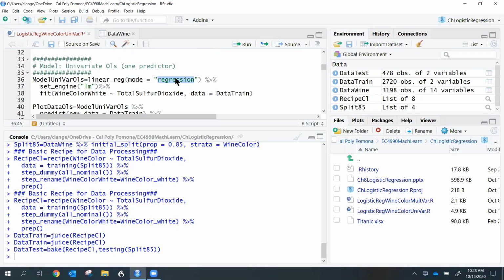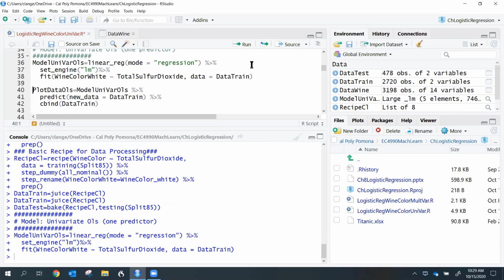It's not a classification because regression models can't do classifications, at least not in these settings here. I use the LM, and here's a fit. Wine color is my output variable. Total sulfur dioxide is my predictor variable, and I use the training data set, of course, to optimize the model to find my B0 and B1 that minimize the error. Execute it, and done. I generate plot data that I want to later plot.